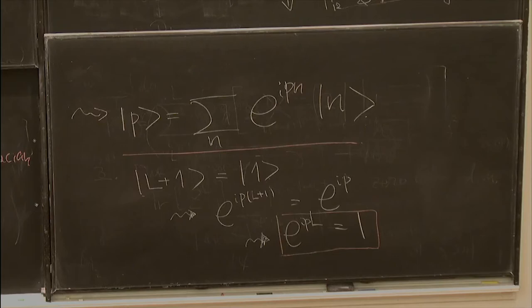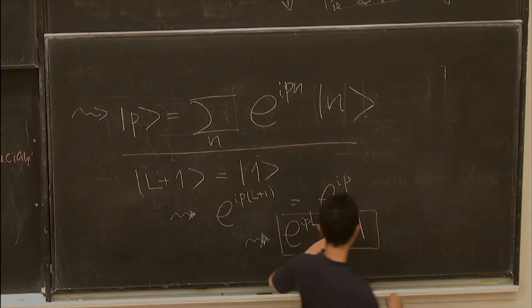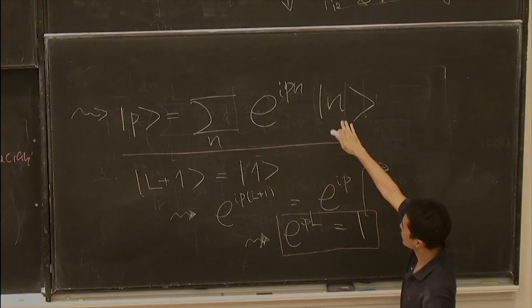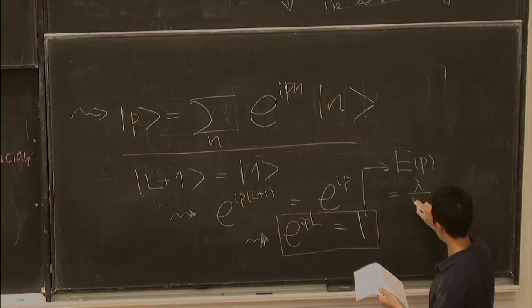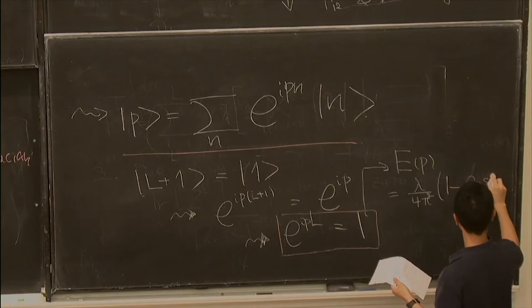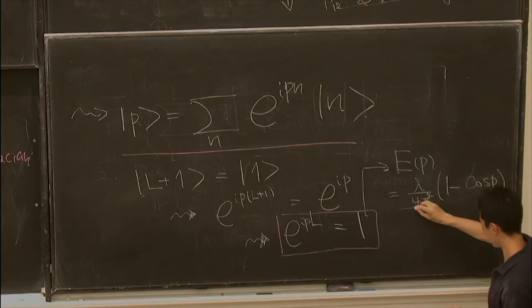OK, so now, let's see. What I wanted to say is, this is the condition that you need to impose on p. And because we know the form of the wave function as well, we can also compute the eigenvalue of this Hamiltonian. It's given by lambda over 4 pi squared times 1 minus cosine p. The reason why you get 1 minus cosine p is because the Hamiltonian is essentially the discrete Laplacian. But let's call it E of p.